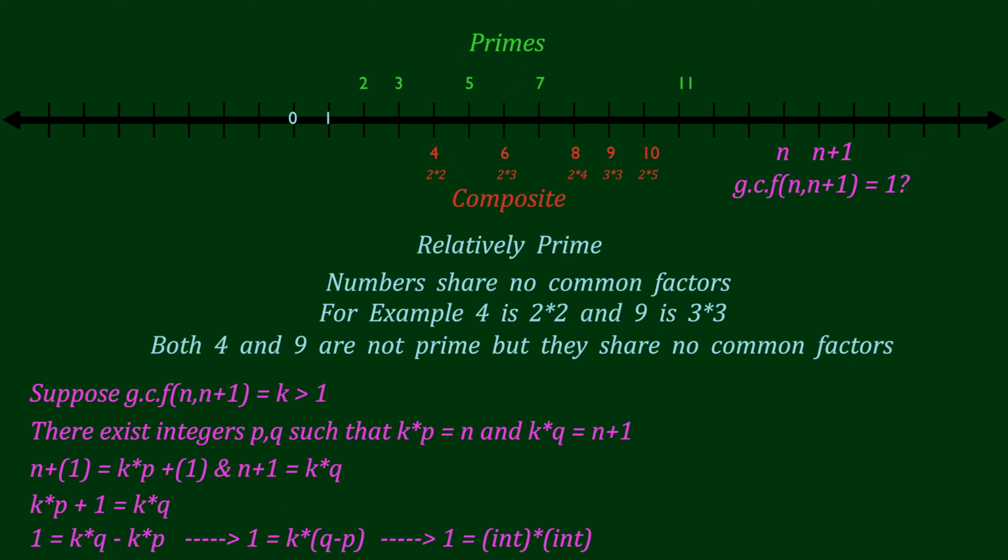Since k is greater than 1, we know that k is positive. This forces k to be equal to 1. This contradicts our initial hypothesis that k is greater than 1. Thus, we can conclude that n and n+1 are relatively prime. Therefore, we can use some prime properties for certain problems that contain n and n+1.